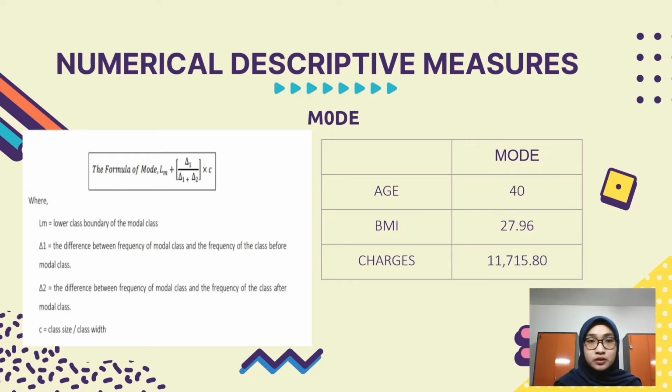The third is mode. The mode is the number that appears most frequently in the set. If no entry is repeated, the data set has no mode. If two entries occur with the same greatest frequency, each entry is a mode and the data set is called bimodal. The formula of the mode for grouped data is shown below. The result mode for age is 40, BMI 27.69, charges 11015.80.